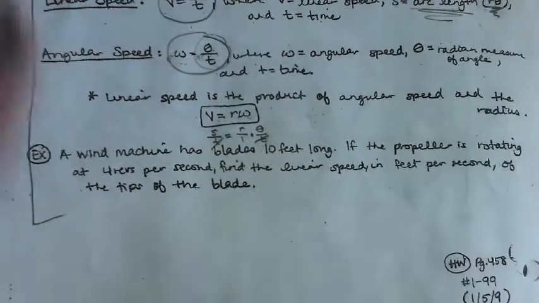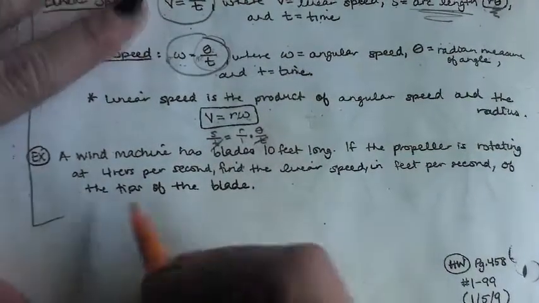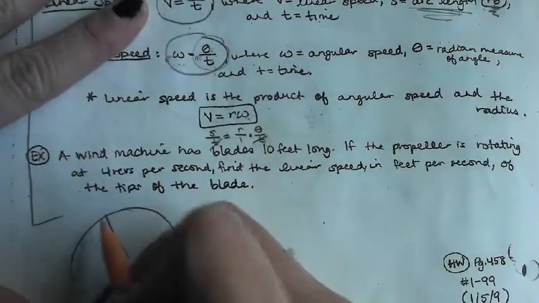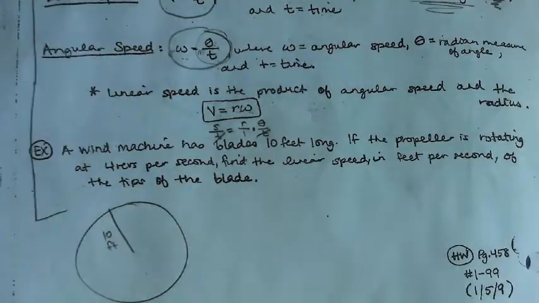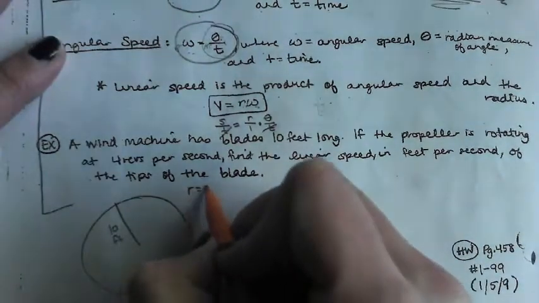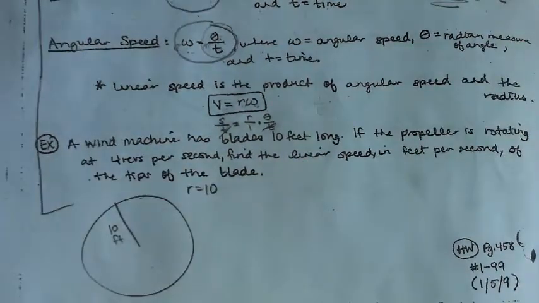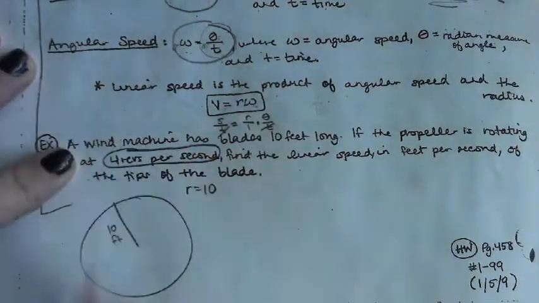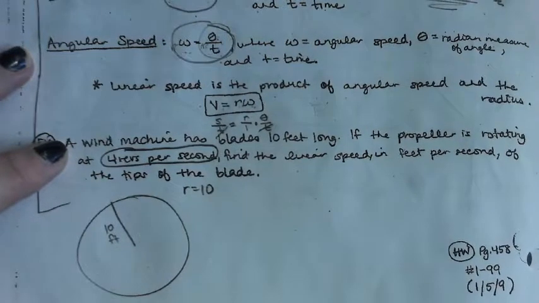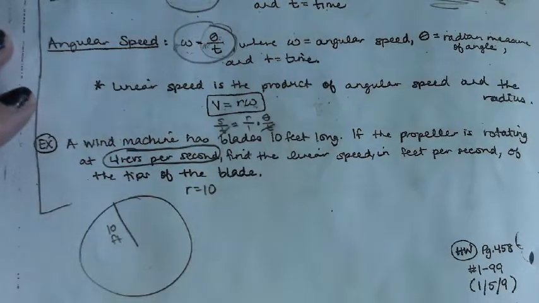So here's an example. A wind machine has blades that are 10 feet long. I like diagrams. 10 feet. What variable is that going to be? R equals 10. If the propeller is rotating at 4 revolutions per second, what is that? 4 revolutions per second.